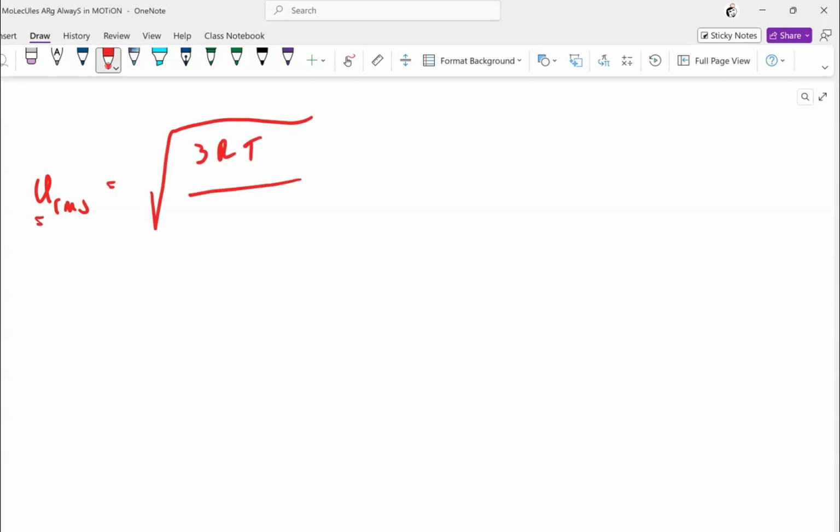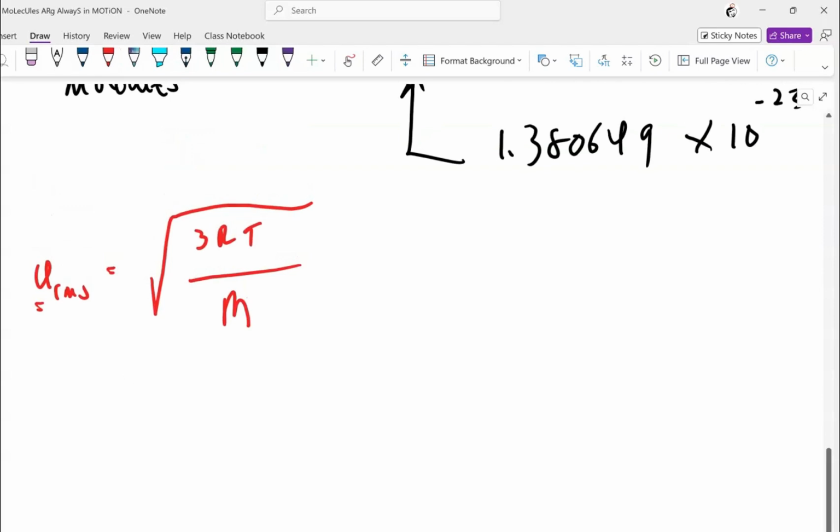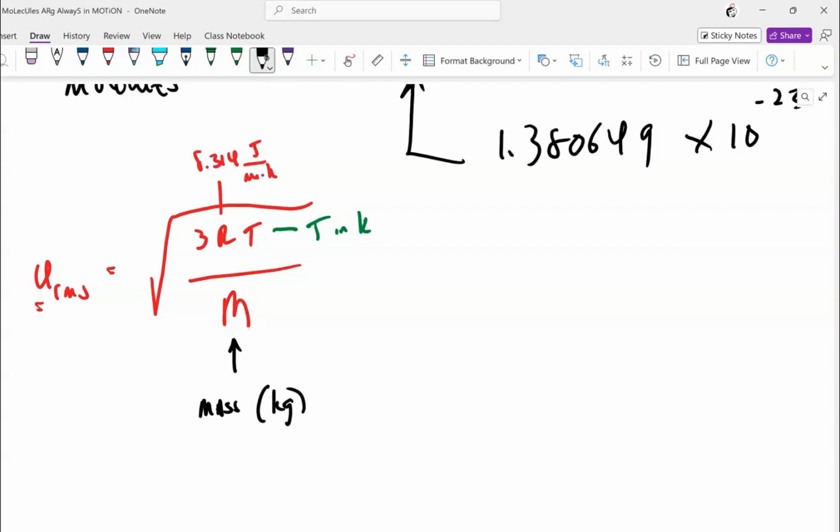Root mean square velocity of a particular molecule works like this: the square root of 3RT over m. Here's how this works. We're going to use 3, obviously. This R is going to be our gas constant, 8.314 joules over moles Kelvin. This T is temperature in kelvins. This one is the one we want to be careful about. We're going to call this mass, but it's got to be in kilograms, and we'll see why in a little bit. All right, so let's try one.